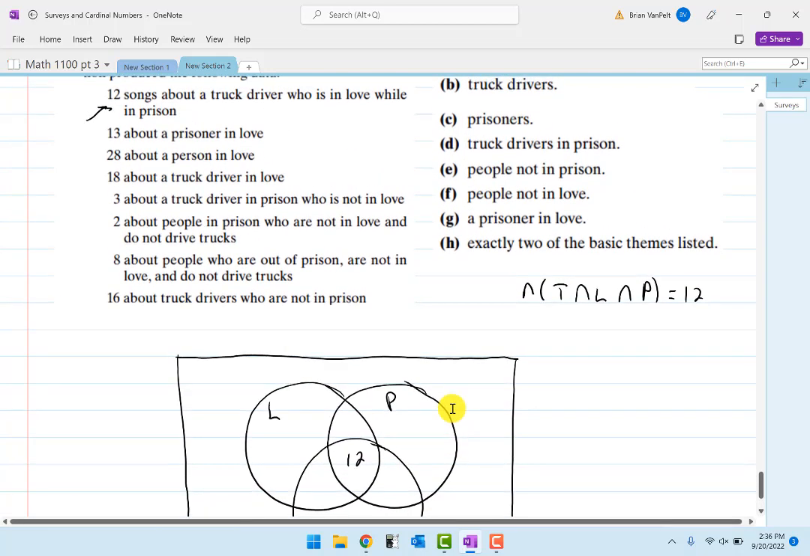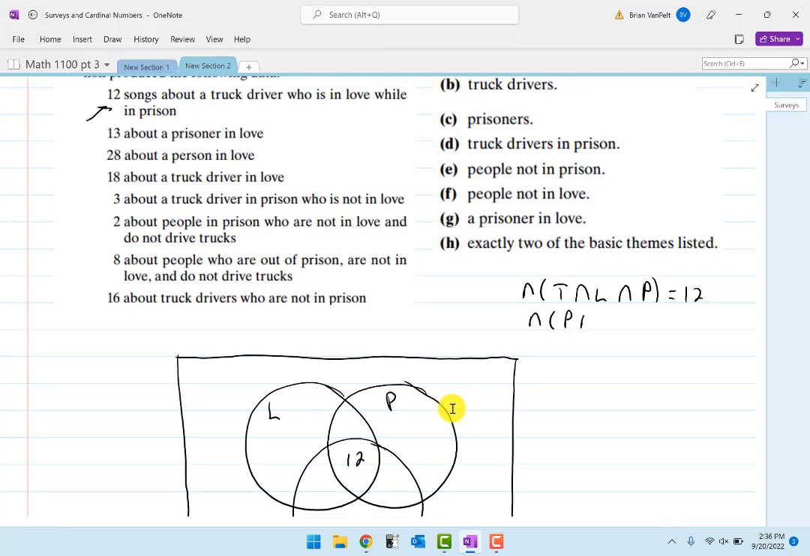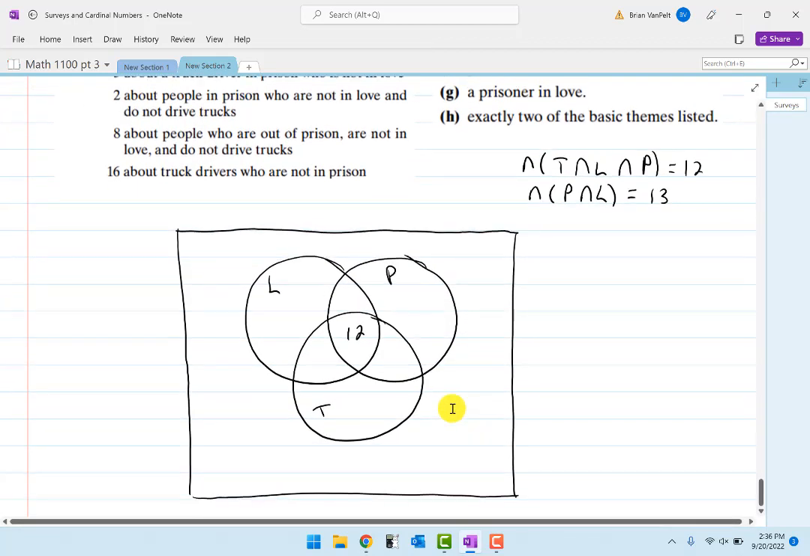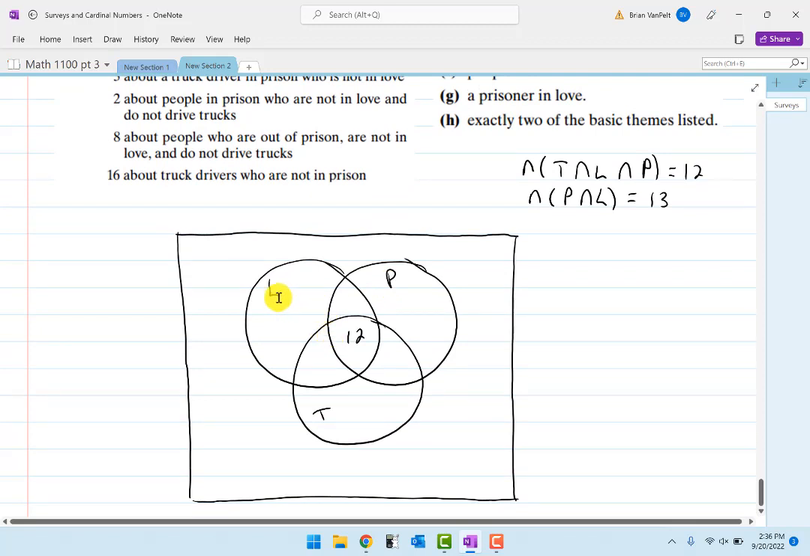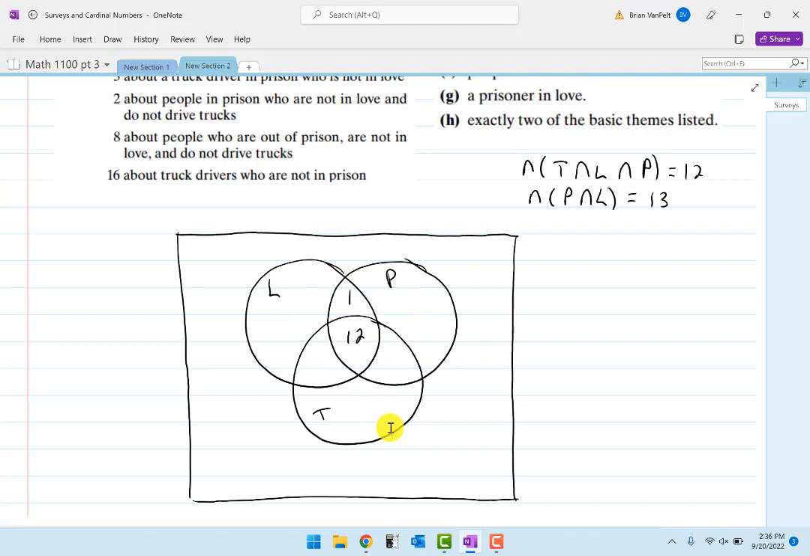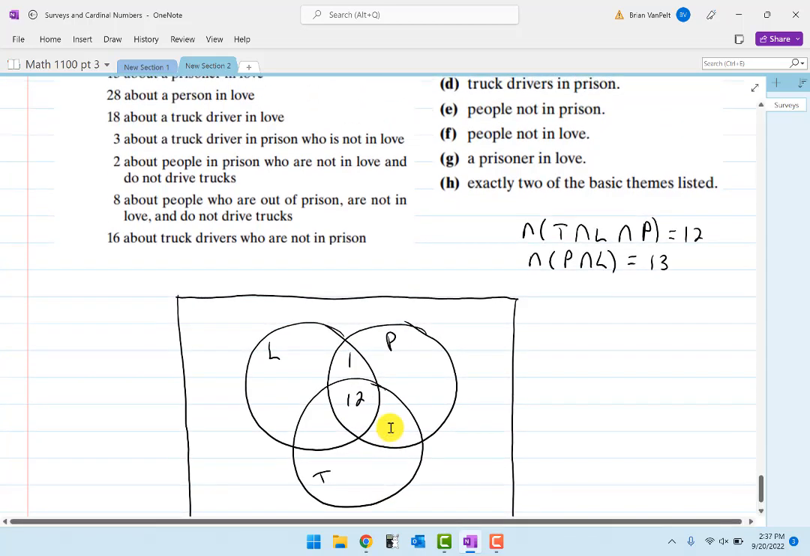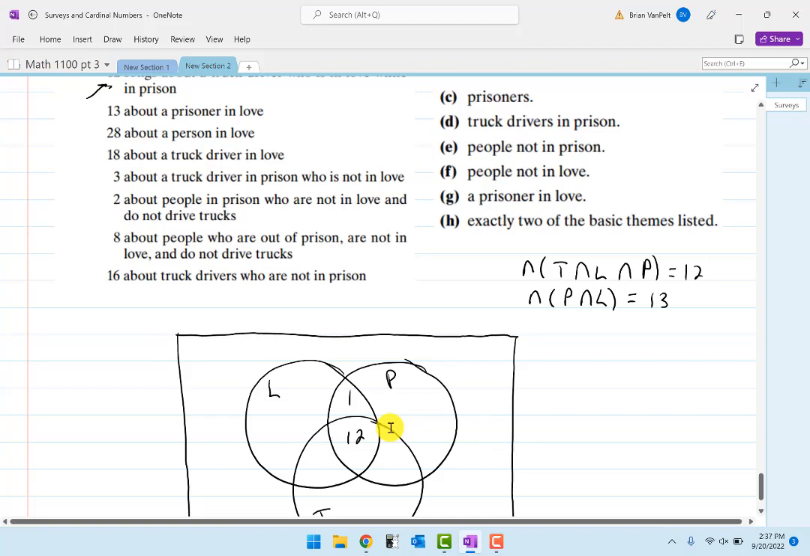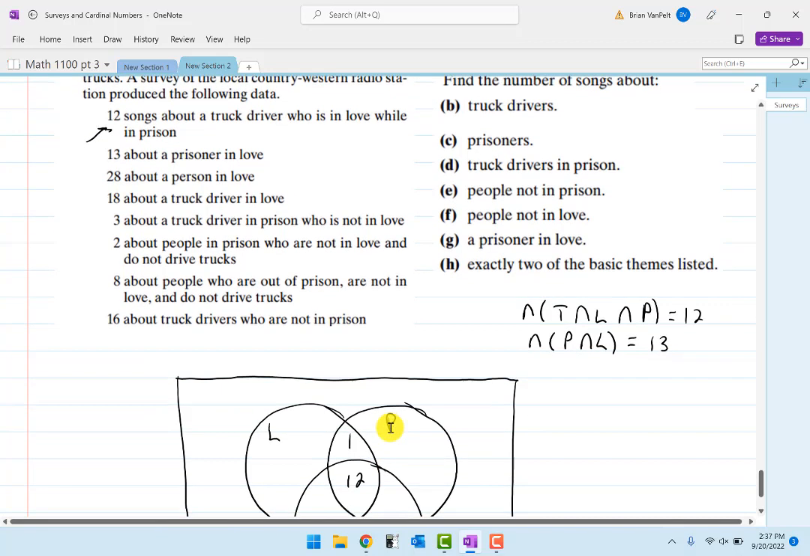Next we have 13 prisoners in love. So the number of prisoners in love equals 13. Let's take a look. My prisoners in love would be this section right here. I know I have 12 already, so I can put 1 in that spot. Maybe I should cross these out as I use them.